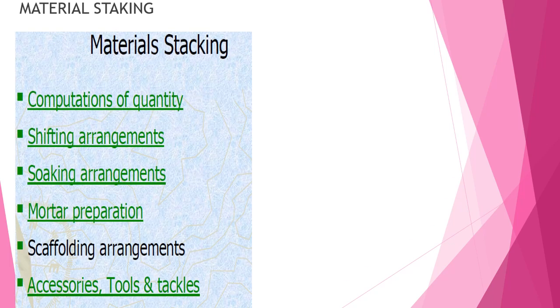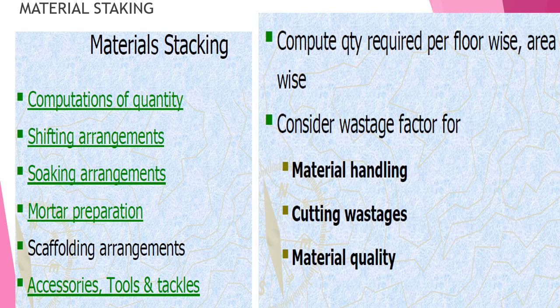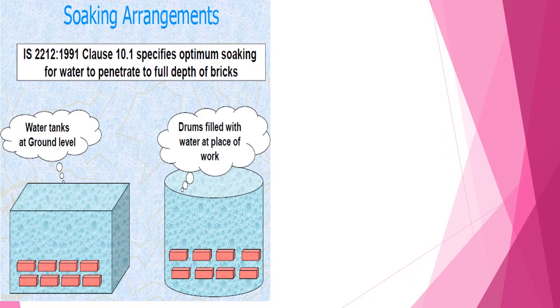Material stacking. Material stacking should be based on the quantity of the work we are going to carry out. We have to ensure how the shifting arrangement has to be done. We also have to see the soaking arrangement, mortar preparation, scaffolding arrangement, accessories, tools and tackles, etc. Compute quantity floor wise, area wise. Consider wastages for material handling and cutting wastages.